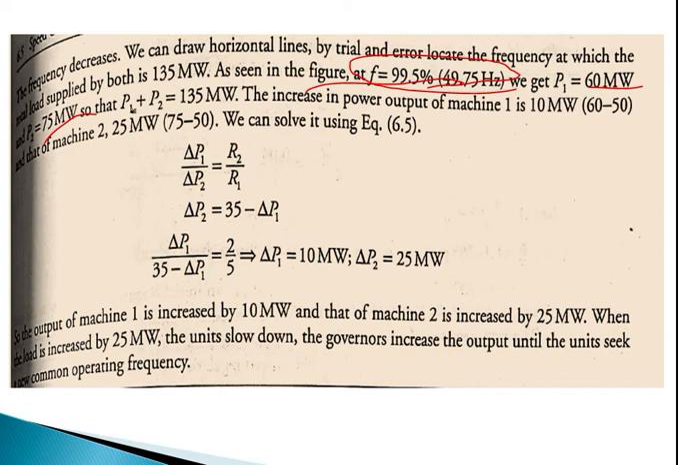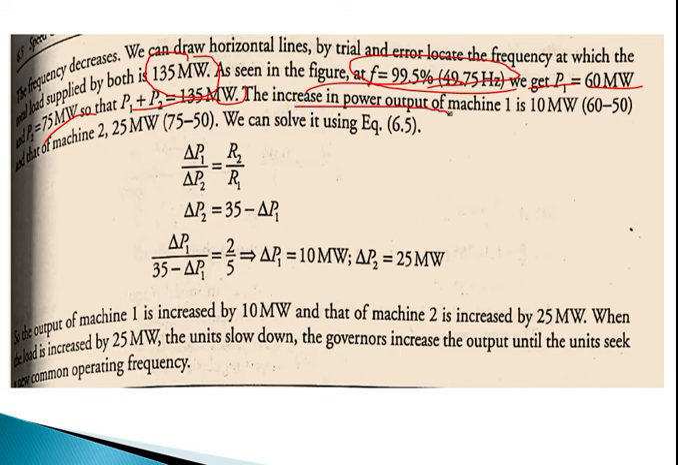P1 and P2, if you add these, you will get 135 megawatt. So the total at 100% frequency load is 100 megawatt. For an increase of 35 megawatt, you get 135. For this corresponding frequency we will get the power P1. So that is the change in power. Then P2 is also calculated from this.